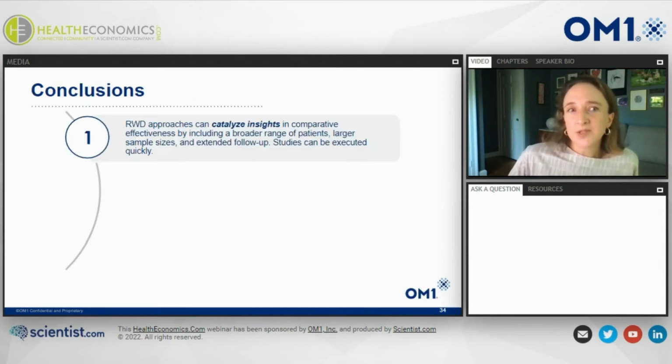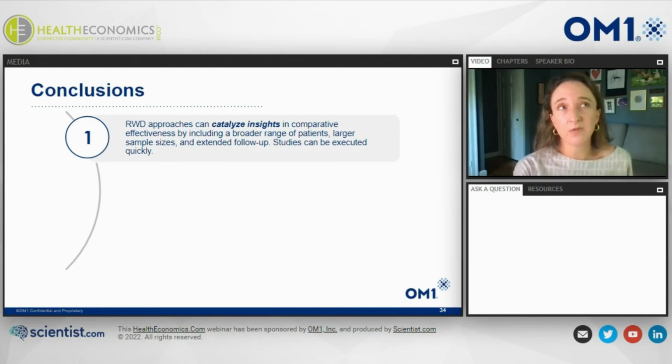So I wanted to take some moments just to reflect on some conclusions from what we've talked about today, and then we'll transition to some questions. So first is that RWD, as I've mentioned, can catalyze insights really in comparative effectiveness. And it does this through the unique cocktail of opportunities that are afforded by these data sources. We see a much broader range of patients with regards to demographic characteristics, of course, but also with regards to something critically important for treatment effects, and that is the risk of the outcome.